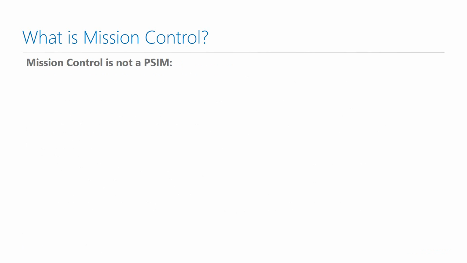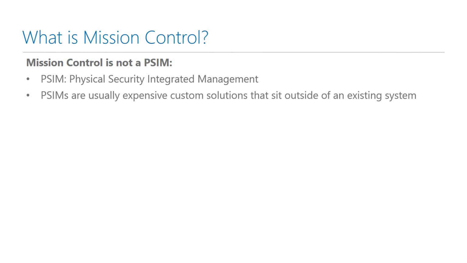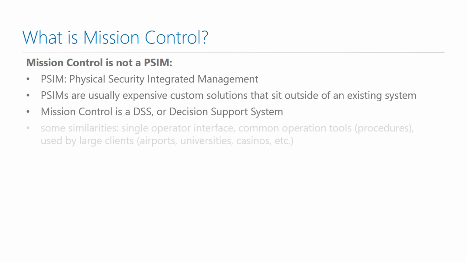A PSIM is a physical security integrated management system, which is usually a very expensive and complex custom solution that runs on scripts and doesn't have the same graphical interface or unified integration that Mission Control has. Mission Control is not considered a PSIM, but instead is considered a DSS, or Decision Support System. There are some similarities between PSIMs and Mission Control, such as having a single operator interface, common operational tools like procedures, and would be used by the same type of client, such as airports, universities, or casinos.